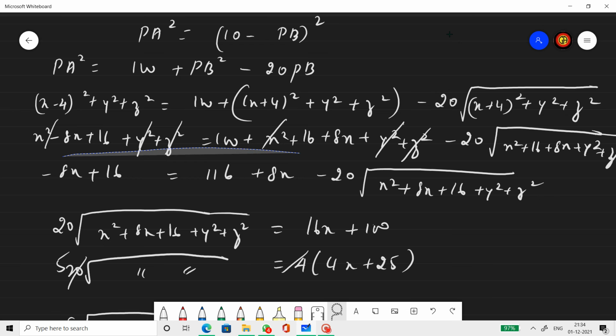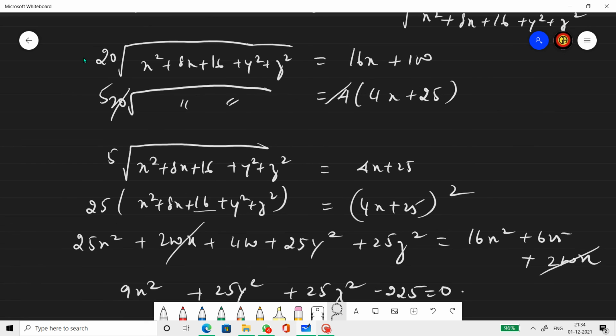Simplify the rest of the terms as much as possible. So once I simplify, I come to this point. I'm asked to find the equation here. I'm not in the form of an equation right now, so I need to square it one more time. But before I square it, I just want to know whether it can be simplified further. Yes, of course, I can take 4 common out from this. So the 4 gets cancelled with 20, so 5 remaining. So eventually I'm getting 5 times root over this equals 4x plus 25.